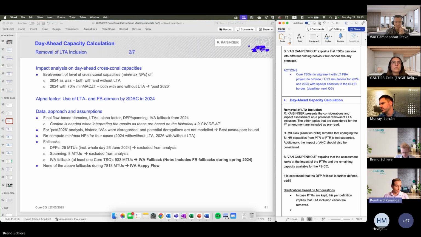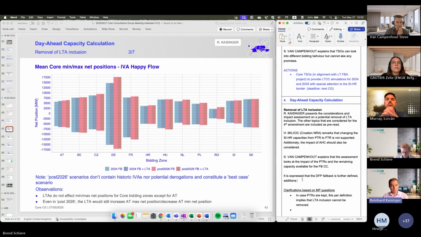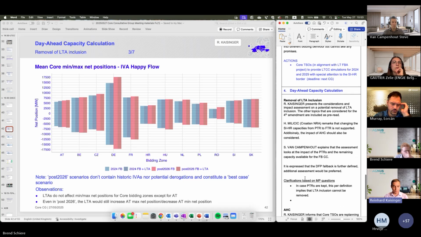Okay, if we then move on to the next slide, which gives us now the average min-max net positions for all core bidding zones for the 4 depicted cases. So we have in a light shade of blue the 24 historic flow-based domain alone. Then the darker shade of blue, flow-based domain plus LTA. So these are the values that you found on JAO as well. Then in the lighter red, the post-26 flow-based domain without LTA, and then in the darker shade of red, the post-26 flow-based domain plus LTA.